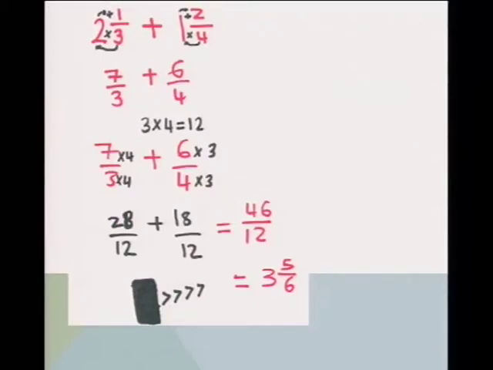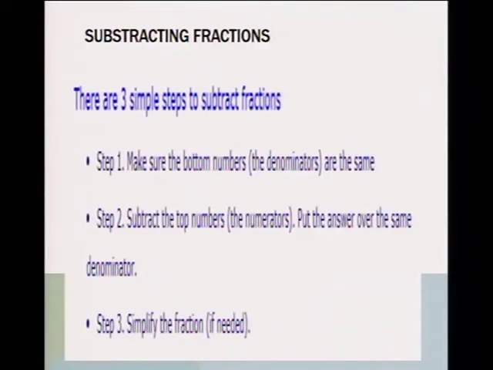When you change it to improper, then make sure the denominators are the same by remembering the simple rule of multiplying the first fraction with the denominator of the second one and the second fraction with the denominator of the first one. When you multiply these two denominators, the result that you get is called a common denominator. When it comes to subtraction of fractions, the same thing applies.